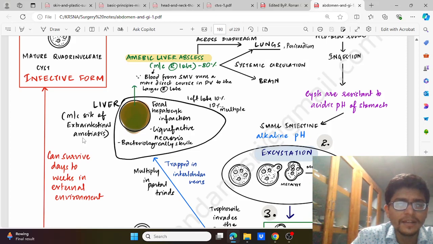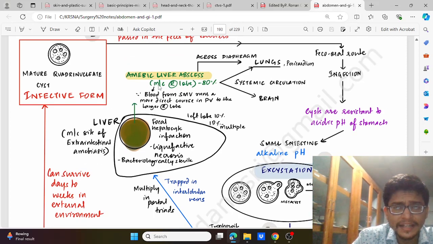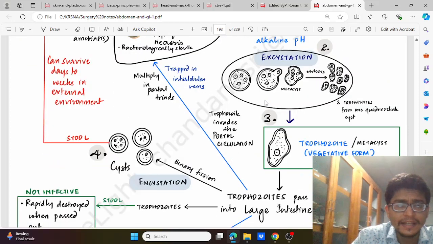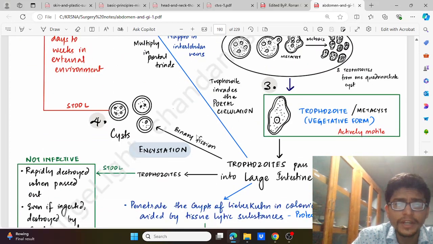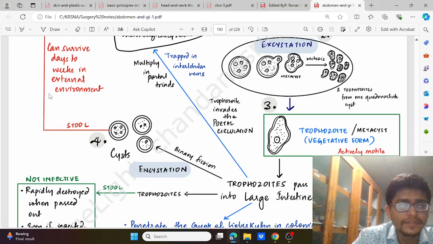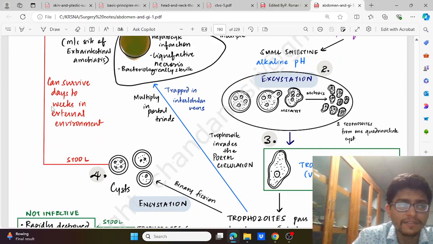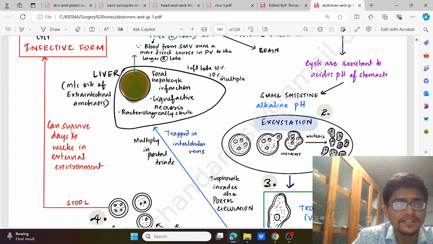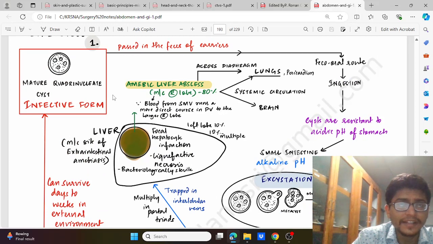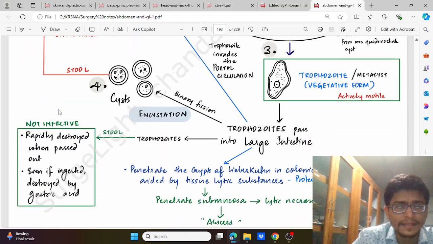In extraintestinal amebiasis, the most common site is the liver, and from there it can pass across the diaphragm into the lungs or pericardium, or into the systemic circulation, even the brain. Then it can go into binary fission, form cysts, and then pass into stool, where they can survive from days to weeks in the external environment and infect other organisms.